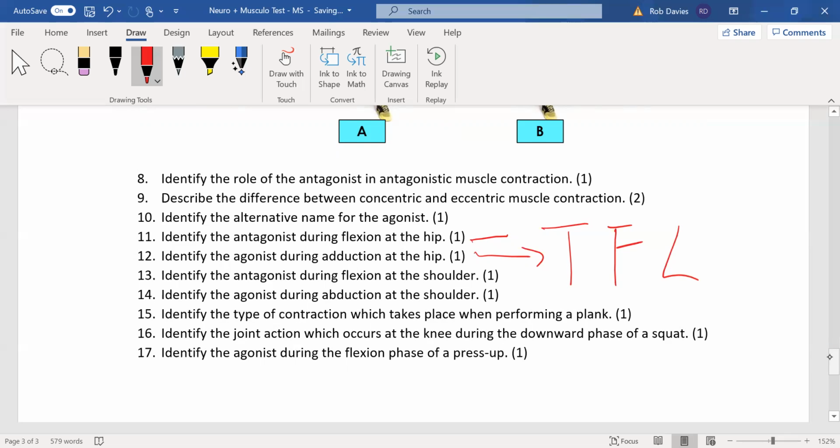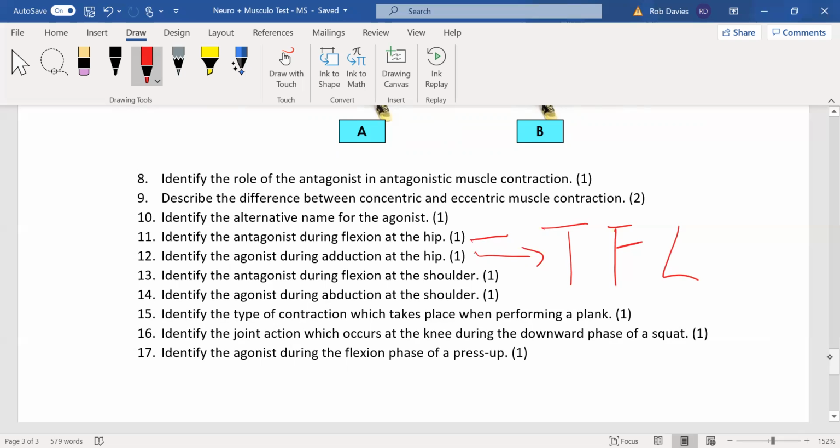Number 13, the antagonist during flexion at the shoulder. So think of what that movement is. Flexion at the shoulder. So bringing that arm up in front of you, in order for that to happen. Have I got antagonist? Yeah, so antagonist. So the ones that are working, so your deltoids. So the antagonist, your latissimus dorsi. Yeah, when I said deltoids, it should be your anterior deltoids.